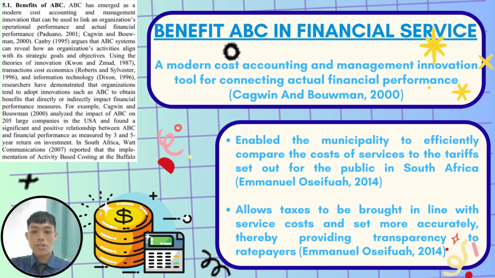The next implementation of the ABC system at Perth City municipality in South Africa enabled the municipality to efficiently compare their cost of service to tariffs set up for the public. This allowed the tax to be brought in line with the service costs and set more accurately, thereby providing transparency to the ratepayers. There is a study that proves the ABC costing system is beneficial for attaining accurate data for various decisions within the financial service industry.